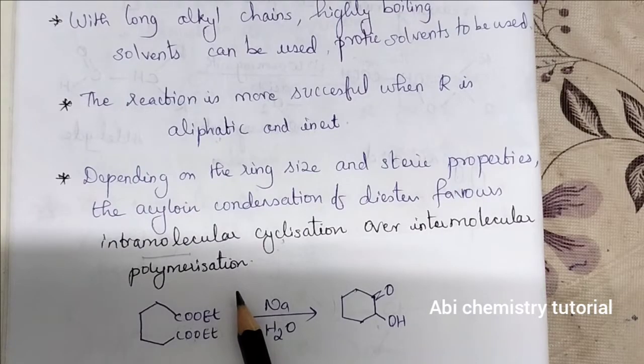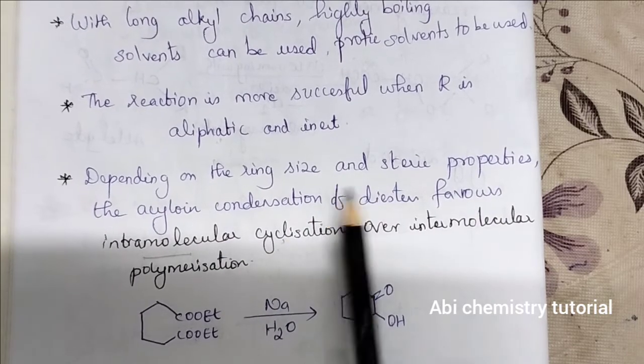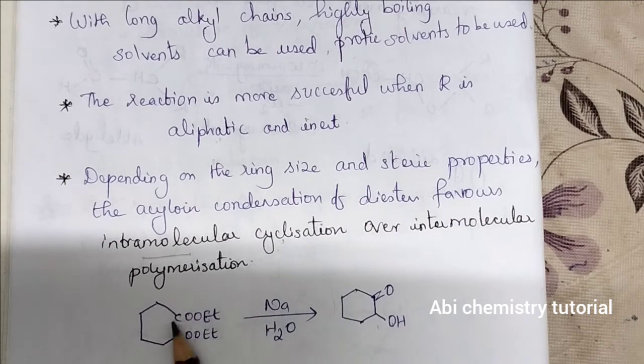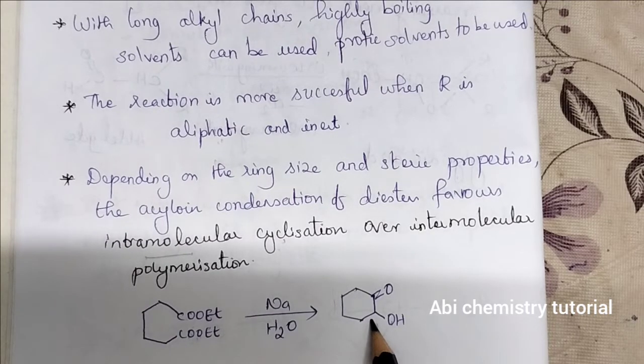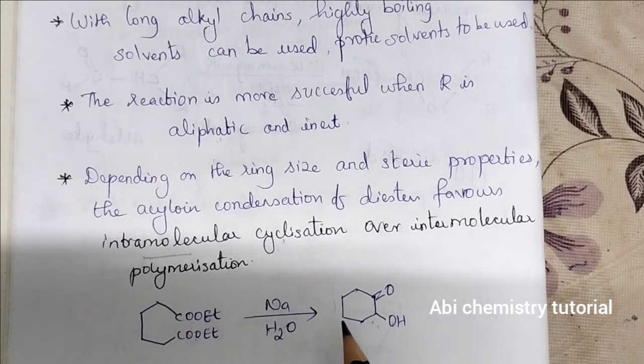A very important thing in Acyloin condensation is that it depends on the size and the steric properties. Even if it is a linear molecule, if you have the carboxylic ester group at the two ends, it will undergo an intramolecular condensation to form a ring-like structure. So cyclization occurs. Acyloin condensation prefers intramolecular condensation rather than intermolecular condensation. This is a very important point to be noted.